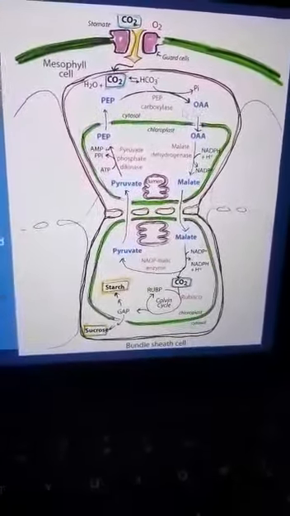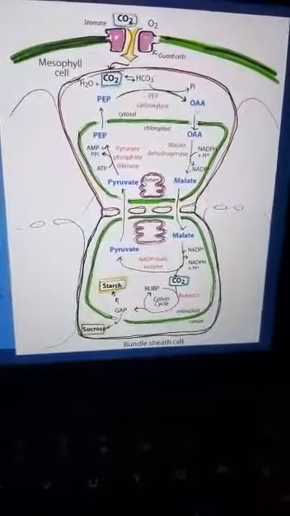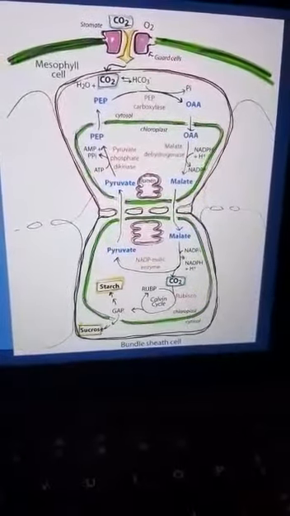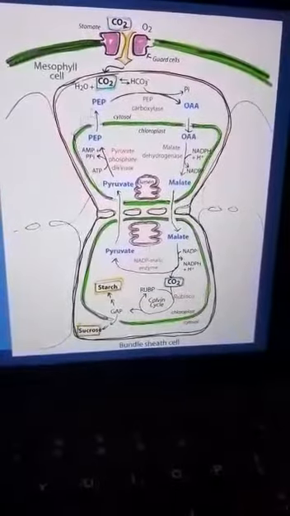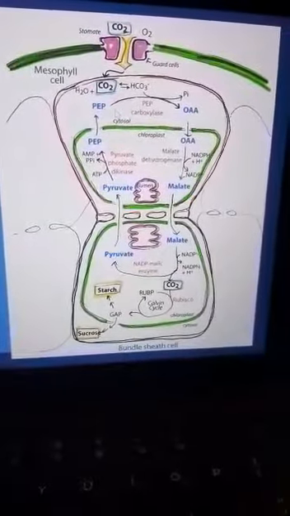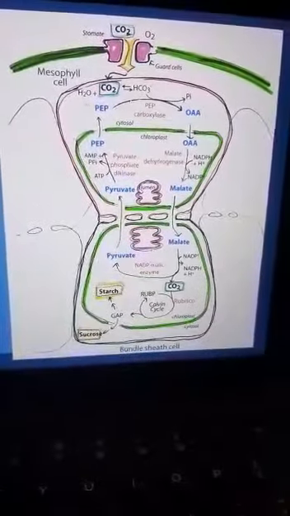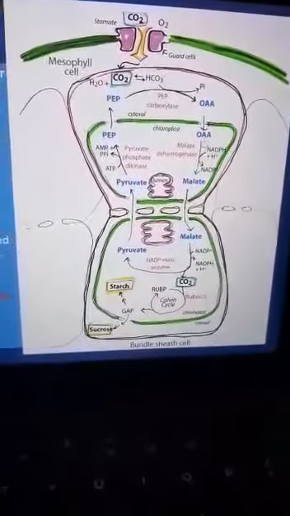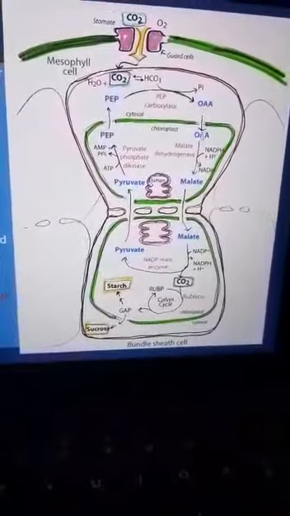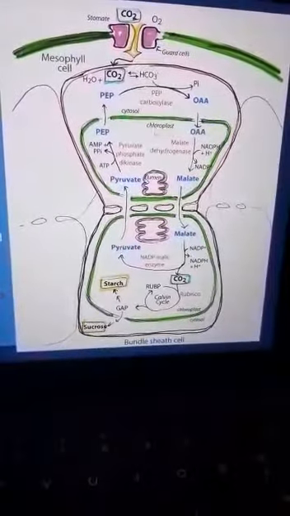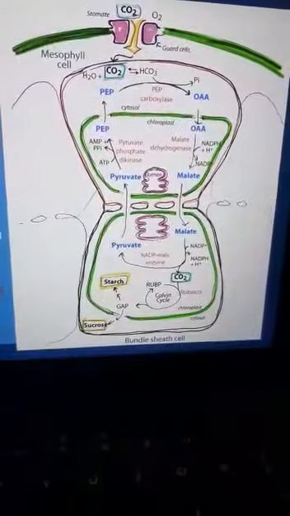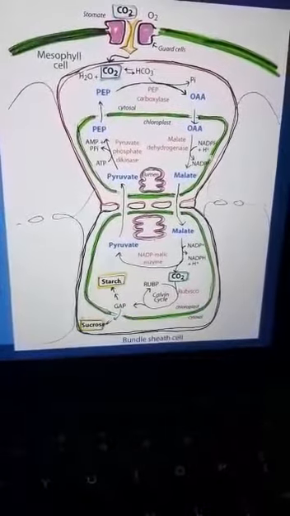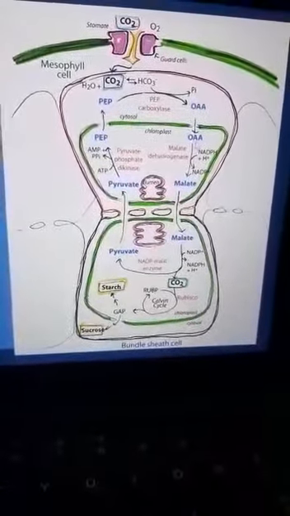The next step is this OAA, which is being formed within the cytosol of the mesophyll cell, will be delivered into the chloroplast of the mesophyll cells. There you can see going into the chloroplast, this green thing inside the mesophyll cell is your chloroplast.